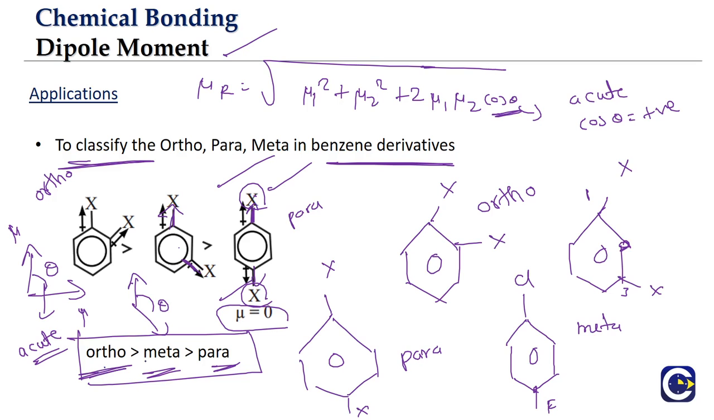To compare between ortho and meta, we are using the resultant formula. Ortho means cos theta is positive, acute angle. Meta means cos theta negative, obtuse angle. That is where the difference comes. So this is about the applications of the dipole moment in organic chemistry, both in classifying the cis and trans isomers as well as classifying the ortho, meta and para derivatives of benzene.